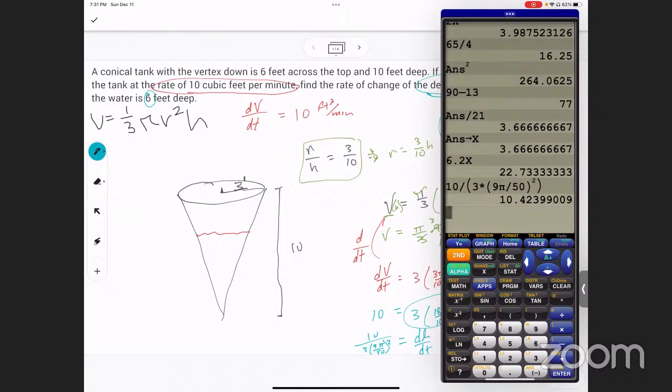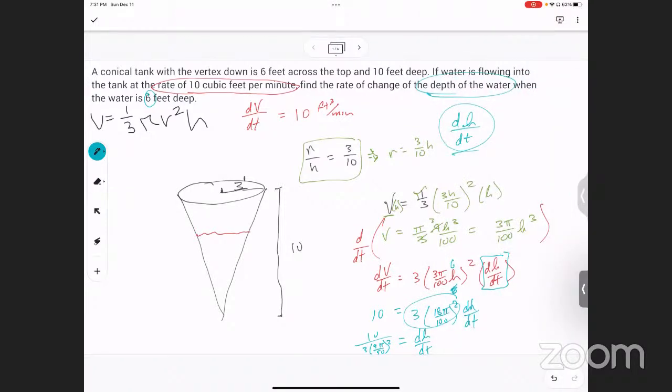Don't know what they want you to round it to. I'll call it 10.42. 10.42 feet per minute because it's one dimensional. Make sense? The answer key has 0.982 feet. Your formula that has that 0.982? The answer key. What did you get when you did this?